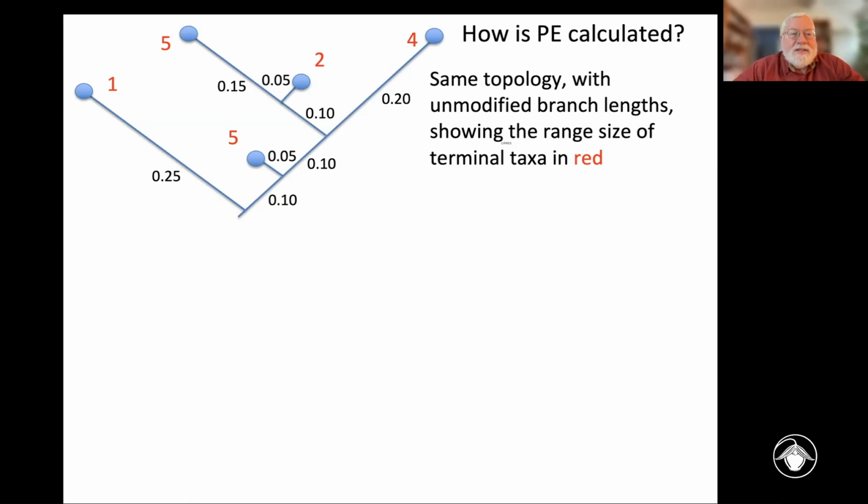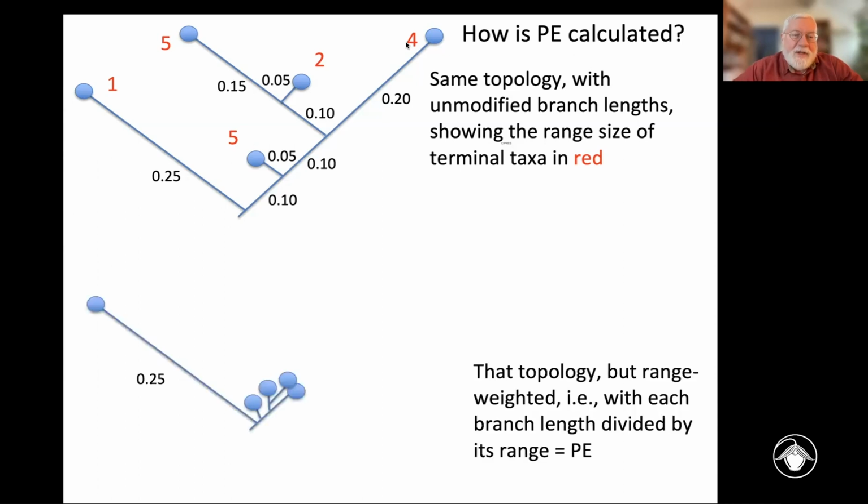Now, what I'm going to do is divide each branch length by its range size. So I'm going to divide 0.15 by 5. I'm going to divide 0.05 by 2, and so forth. And I'm going to get a topology that looks somewhat like this. So the branches that are long here have been shrunken down, and the branch that was quite endemic has stayed the same size because it's been divided by 1.